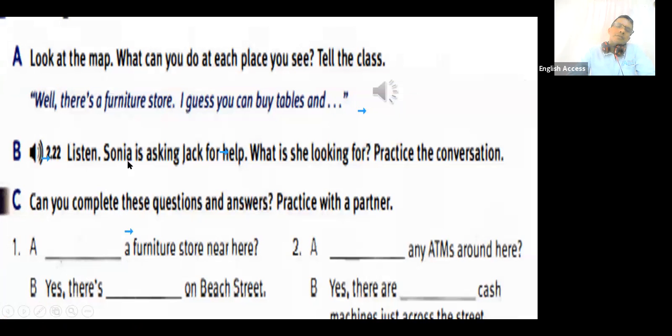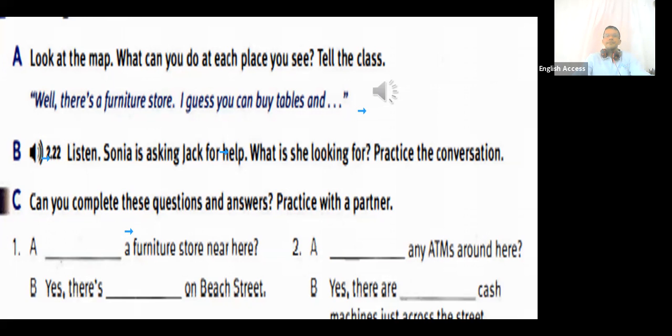Okay, listen, don't close your books, notebooks, listen. Sonia is asking Jack for help. What is she looking for? Practice the conversation. This is the letter B. Page 54. Notebooks. Unit 6. Around town. Lesson A. Finding places. 1. Getting started. B. Listen. Sonia is asking Jack for help. What is she looking for? Practice the conversation.